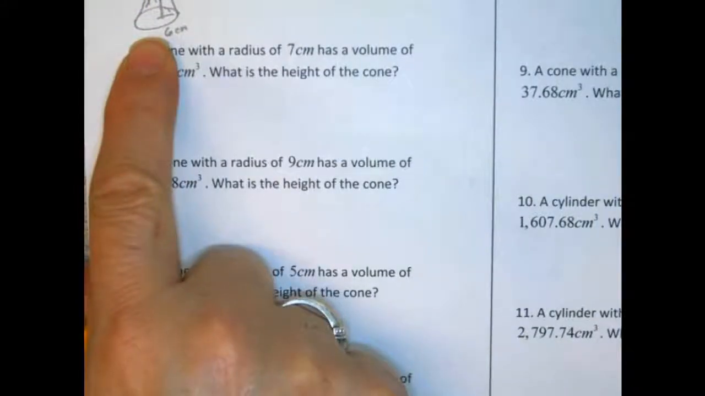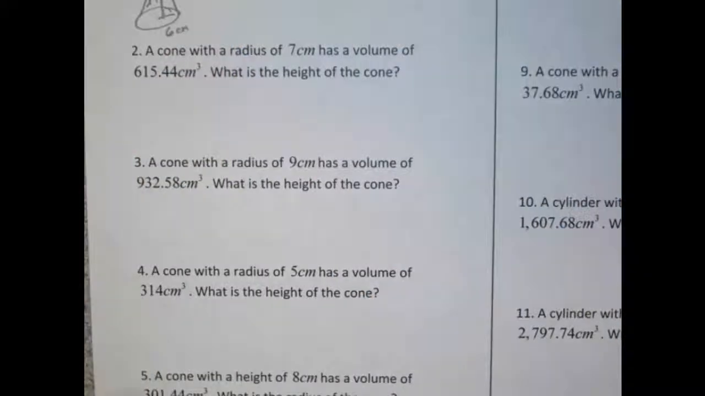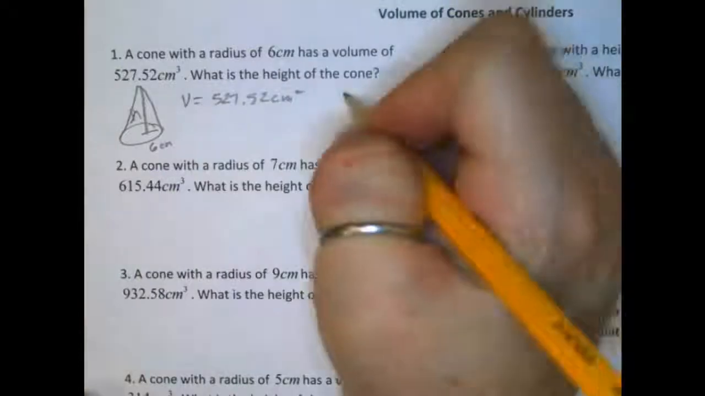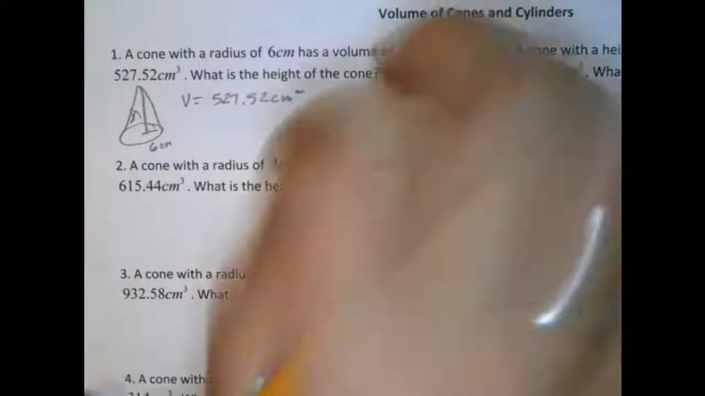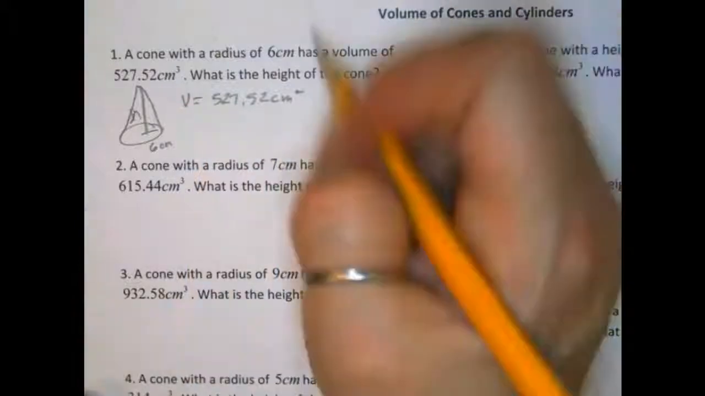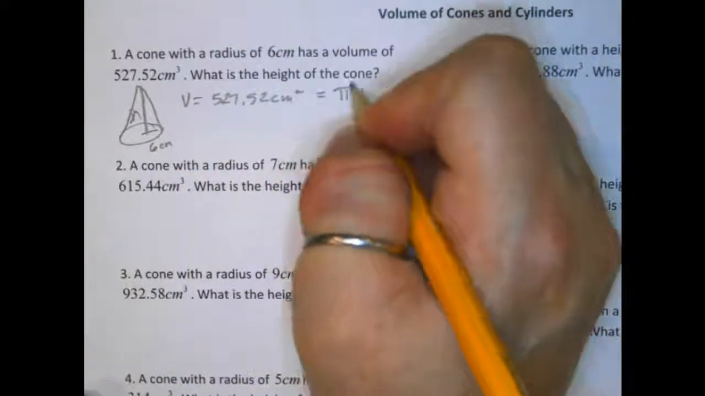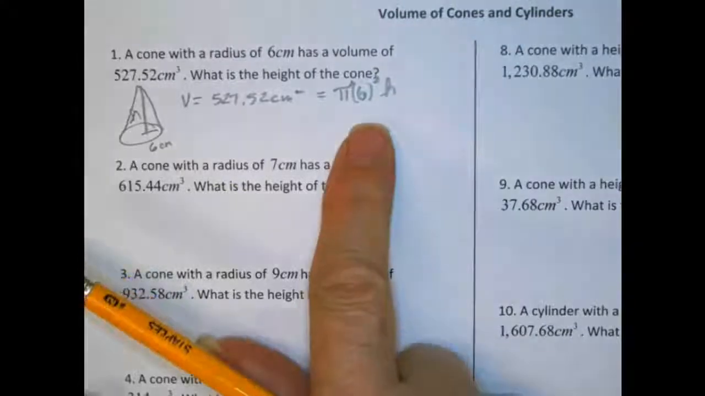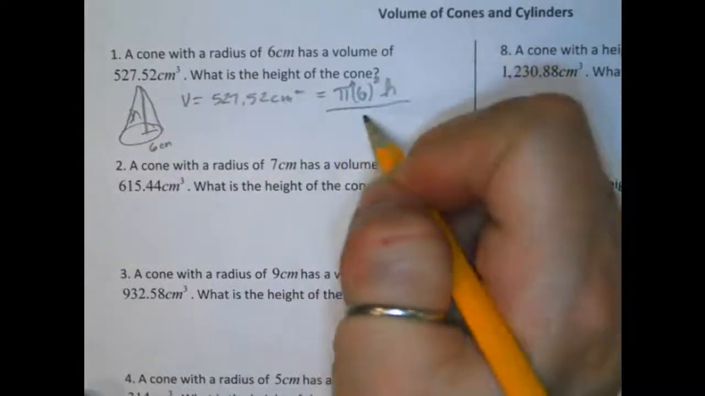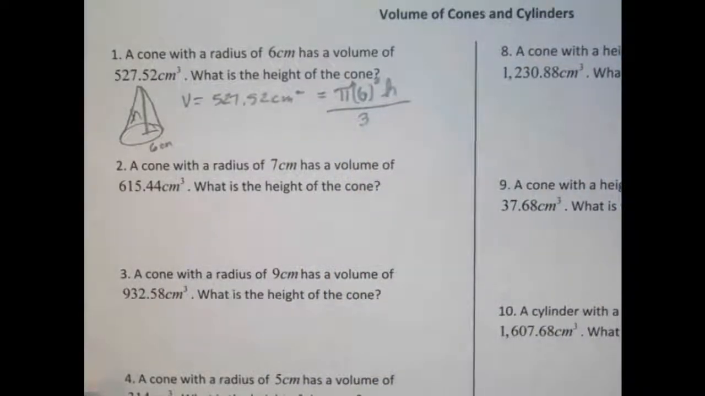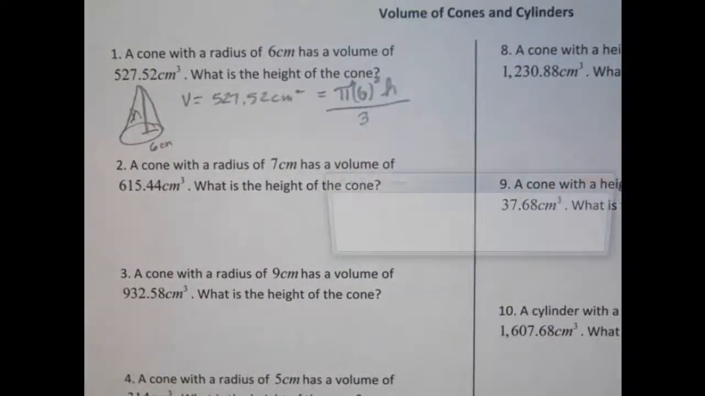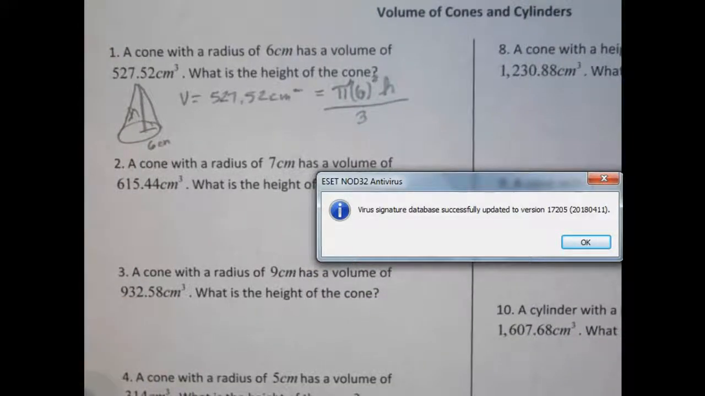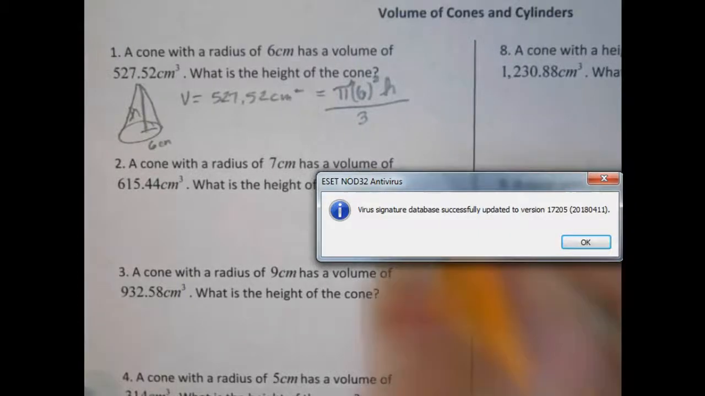Label it. So when you do this problem itself, sorry, I'm going to bring it down. You're going to do your 527.52 equals pi 6 squared times h. So you're going to solve for h divided by 3, because that's the formula. Right? What's 6 squared? 36.